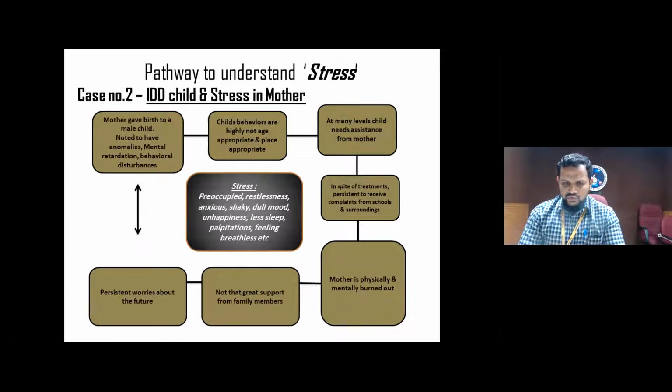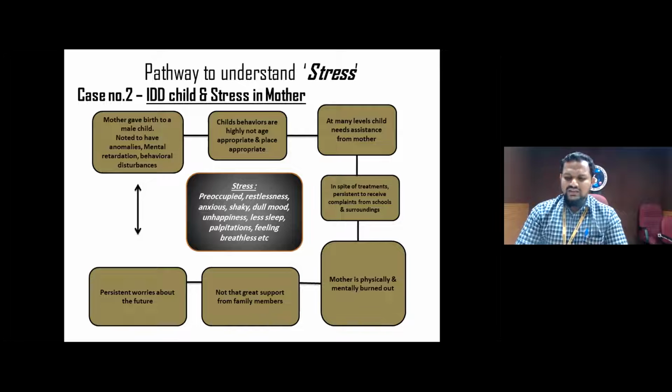Now we are moving to case number 2. A mother gave birth to a male child. The child was noted to have anomalies, which means physical issues: the physique is not good, or the brain is not well grown, or he or she has issues in limbs, shorter limbs or malformed limbs. And he is mentally retarded and has behavioral disturbances. The child's behaviors are highly not age appropriate and not place appropriate.